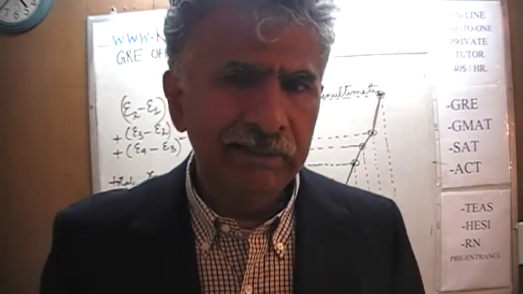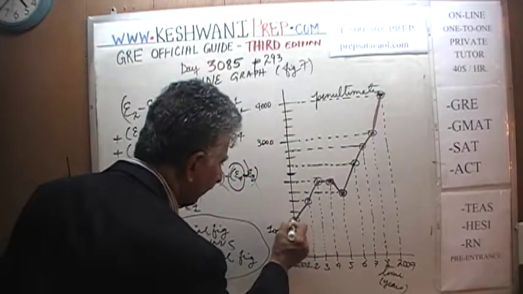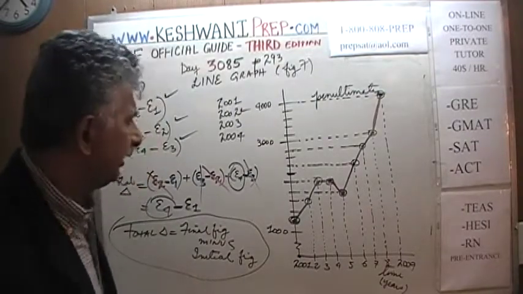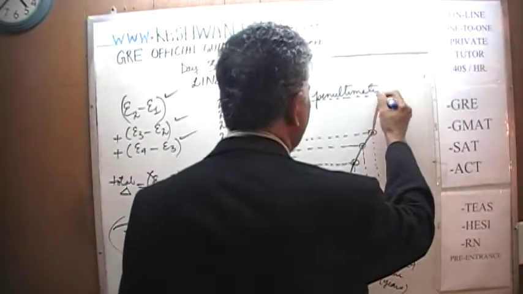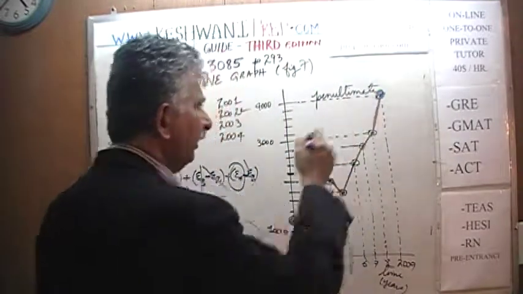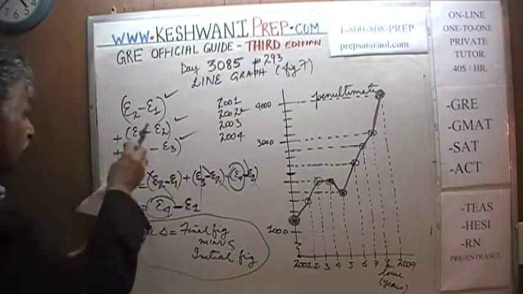So simply, the total change means, what did you start out with and what did you end up with? That's our total change right there. The rest, what happens in between, is irrelevant. So let's do that on the top here. Do you understand? Let's do that on the top.